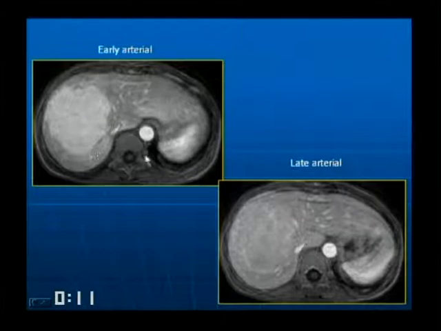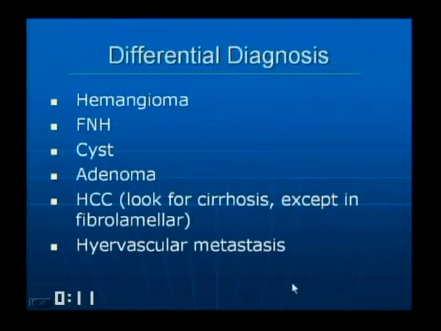You don't really see a definite central scar, and it's washing out a little bit but still retaining some of the contrast on the late arterial phase, certainly not acting like a hemangioma. It might have a little compression effect even on the IVC here. Right, so for the differential considerations, I think in this case you would probably put adenoma and FNH higher on your list.